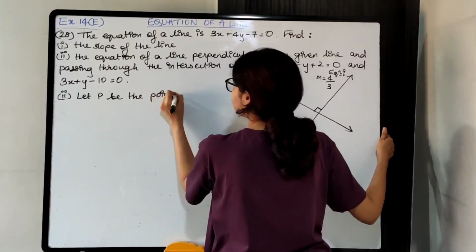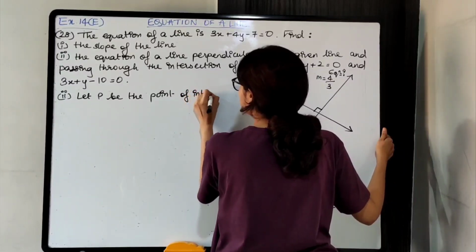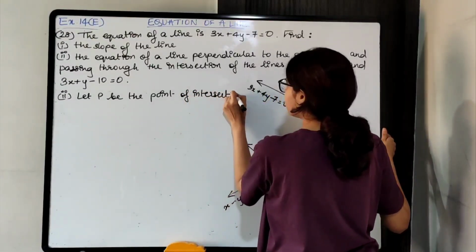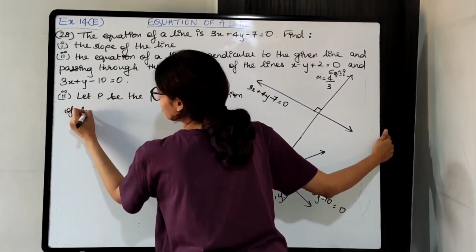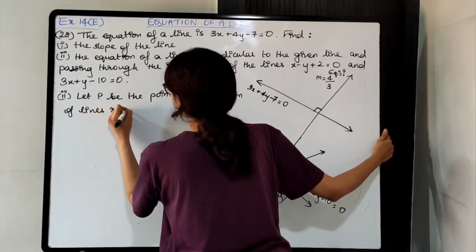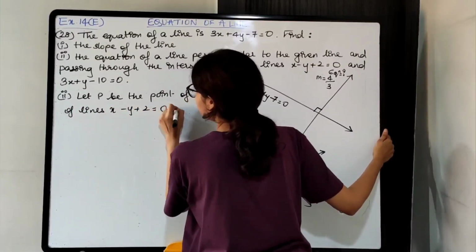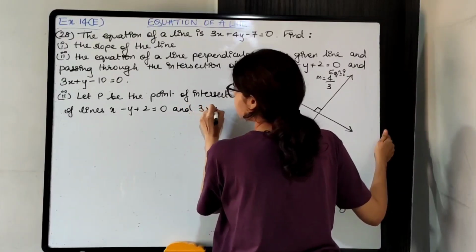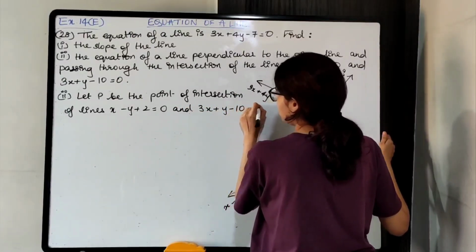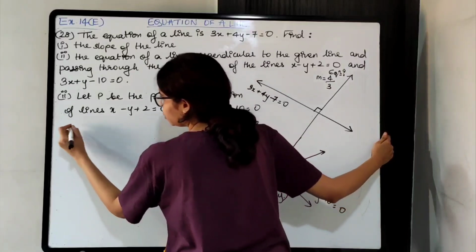point of intersection of lines x minus y plus 2 equals to 0 and 3x plus y minus 10 equals to 0. So write down the two equations.